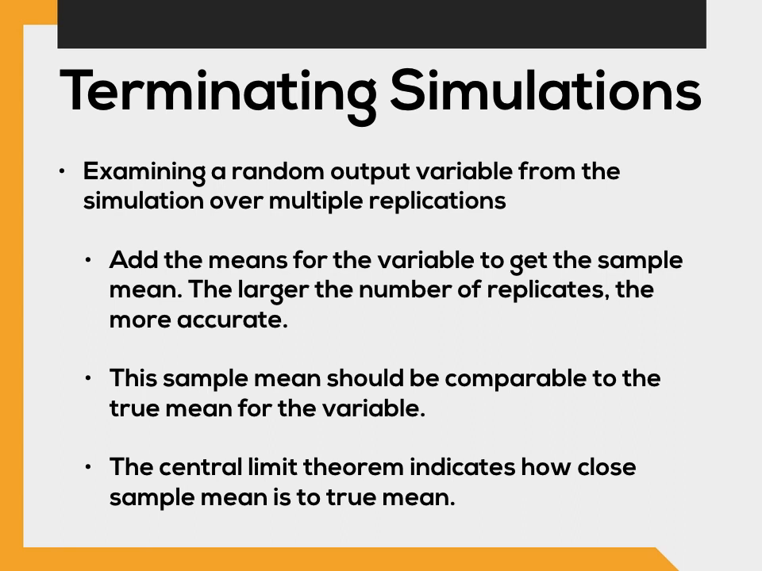And then, of course, the larger the number of replicates, the more accurate your mean is, just as you've learned in basic statistics. So the sample mean should be comparable to the true mean for the variable. And the central limit theorem is going to indicate how close that sample mean is to the true mean. And if you want more clarification about the central limit theorem, I'm posting a resource in the notes underneath this video that is a good explanation of the central limit theorem, and that may be helpful to you.